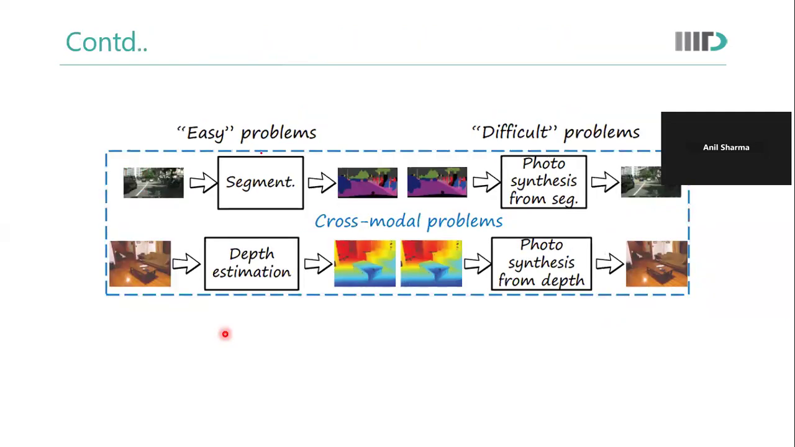Another example: if you have an RGB image and you want to create the segmented mask of it, it's very easy, right? You just have to identify which objects are there, and you can turn those pixels into one particular object. But if I go the other way around, it's a very difficult problem. Similarly, going from an RGB image to depth estimation may be very easy, but from the depth to the original image is very difficult.